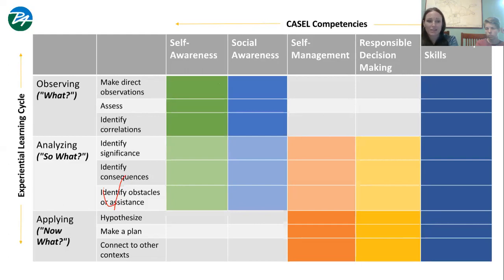And then that third phase, the now what phase, is where we're starting to move into action, hypothesizing, making that plan, and connecting to other contexts. And that's where we're really solidly in self-management and responsible decision-making. Self-management is not possible without self-awareness. Responsible decision-making is not possible without social awareness. And one of the most important parts of the ELC is that it's helping us close this loop.